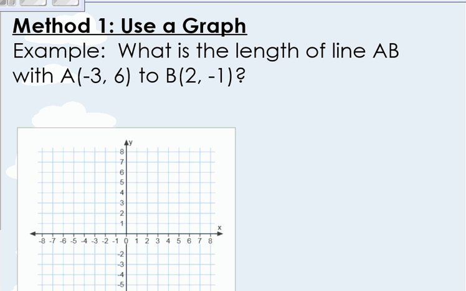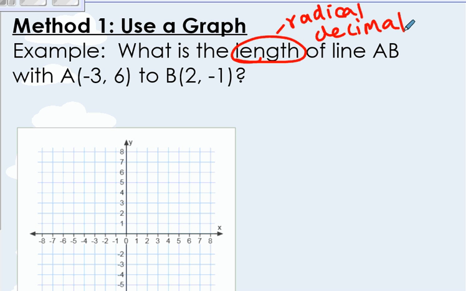So here's our first example. It says, what is the length? So length is what we're looking for. Our answer is going to look like either a radical, a whole number, or a decimal. Okay, so slope was a ratio, length is going to be a radical or a decimal.